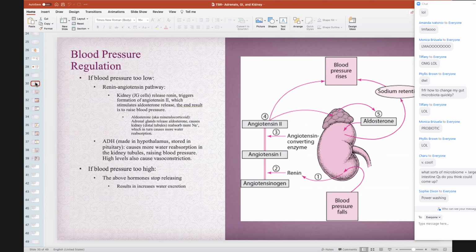There's a question real quick. Do we need to know the pressures of the glomerulus? We'll talk more about the pressures in the glomerulus a little bit on a few slides. You don't need to know the exact pressure, but we'll talk about that here shortly.